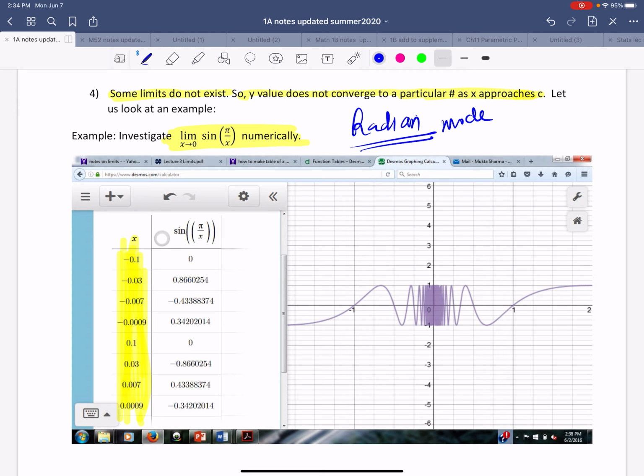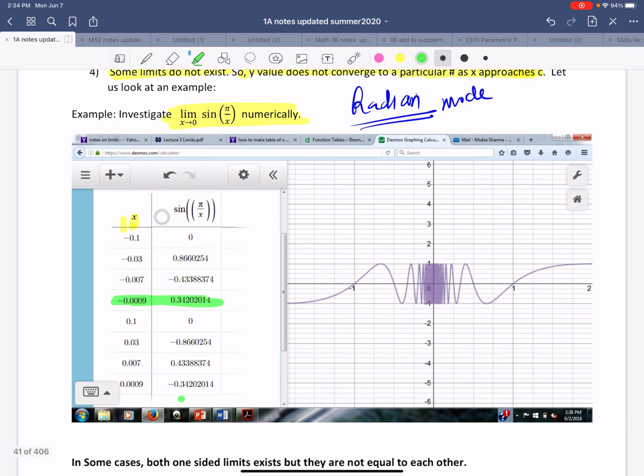output values. And you can see that these values are oscillating. They are switching between positive and negative numbers. As I'm looking at values very close to x equals 0, which of these numbers are the closest to x equals 0? Looks like it's this one and 0.0009 on the positive side.